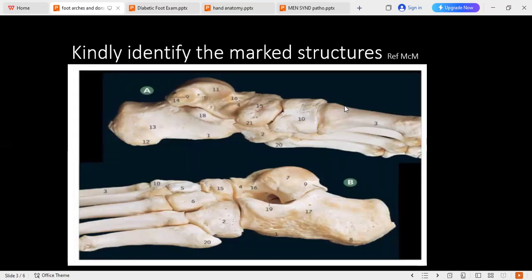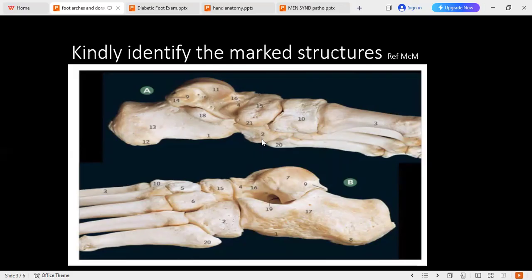I'm looking at the lateral and medial aspect of the foot bones. Bones of the foot. All right. Would you be able to identify number one here? Yes, it is the calcaneal tubercle, anterior tubercle of calcaneum. Can you please identify number four here? This is the head of talus. Number 21, please. Navicular tuberosity.